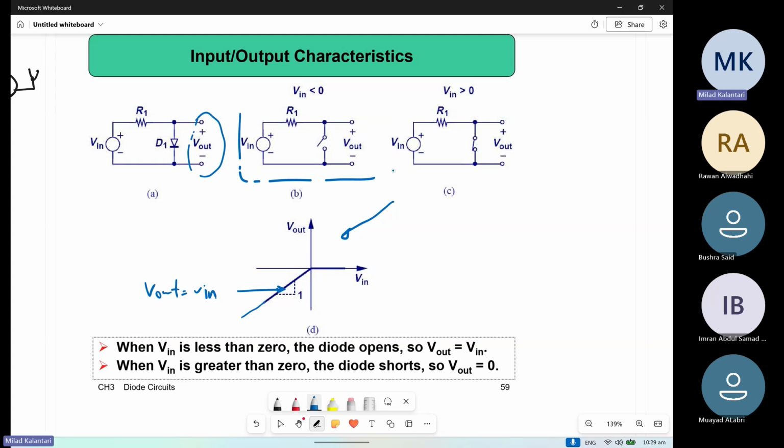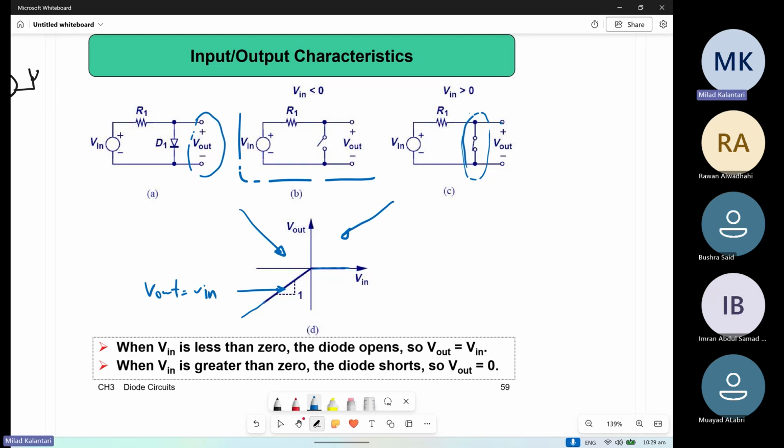For V in above 0, the diode is forward biased, and we are now assuming an ideal diode, so the switch is short. Basically, it shorts the output, right? This V out will be 0. So the characteristic would be like this, right? Do you know where this characteristic is useful?